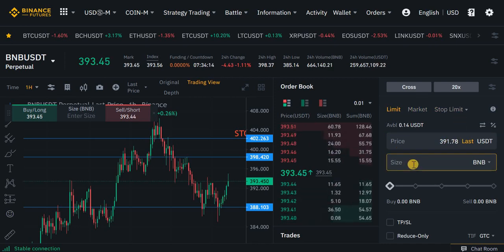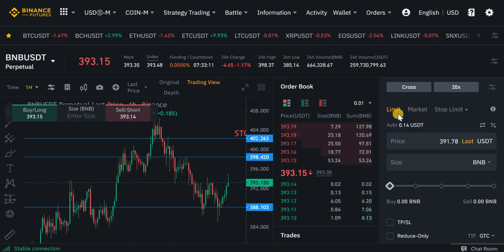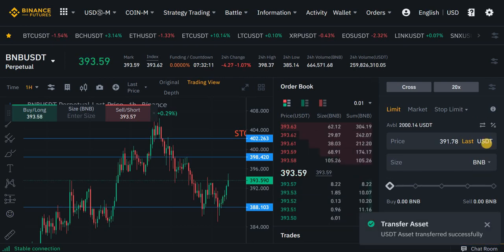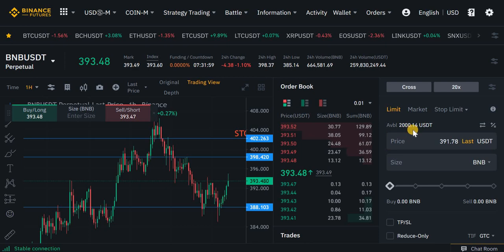Before you place any trade on the futures platform, make sure that you are using the limit order, because you are going to be providing liquidity to the market instead of taking liquidity out of the market. So I always use limit order to enter my position. Right now, I am going to transfer some funds to my futures wallet. So I would click on this right here and transfer funds to this futures wallet. Right now, you can see that I just transferred some funds.